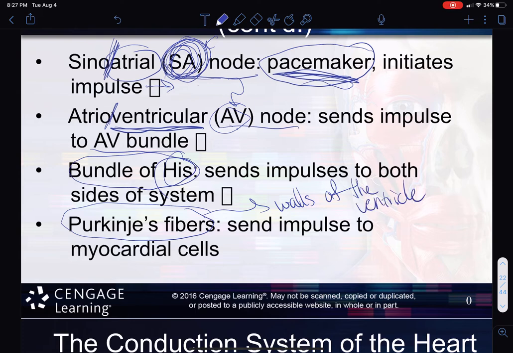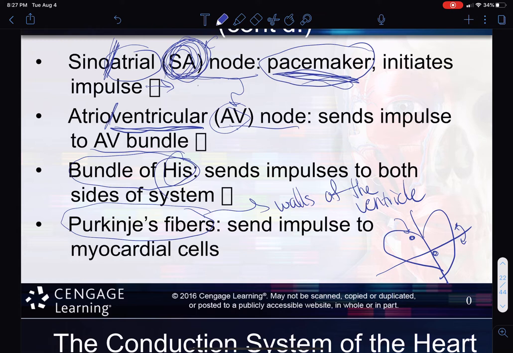Now this makes sense for a couple of reasons. So let's say I draw a heart like this, and my SA node is going to be about here, and my AV node is going to be about here. Nerve signals travel really, really fast, much faster than a muscle can contract. So we know that once the SA node fires and it's telling the atria to contract, we better make enough time between the atria and the ventricles contracting in order to make sure that there's enough time for there to be enough blood in the ventricles before the ventricles contract.